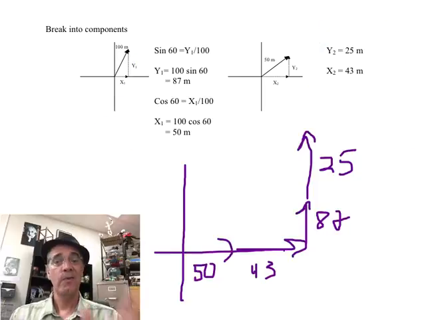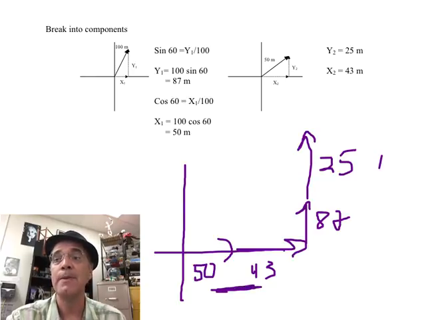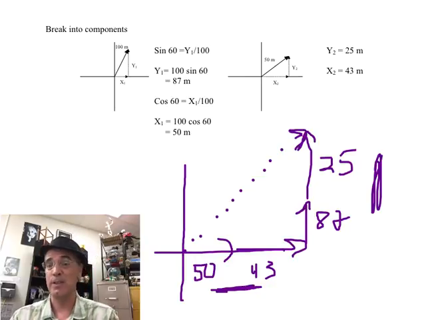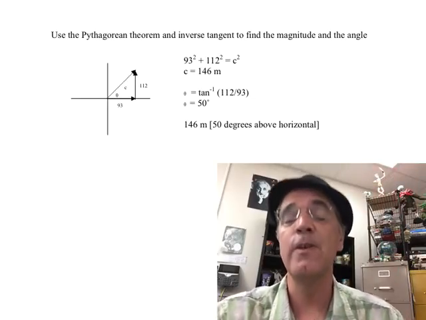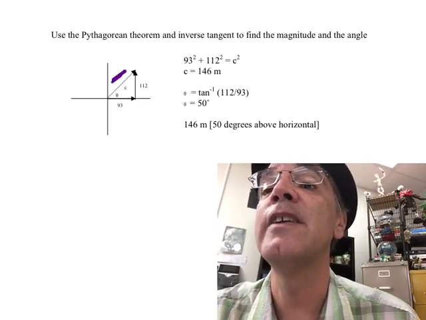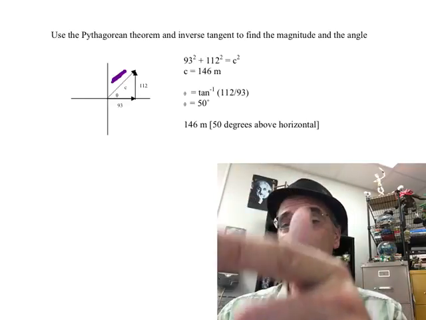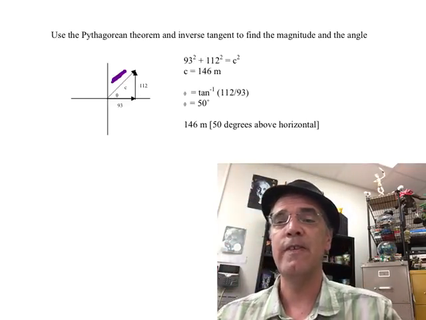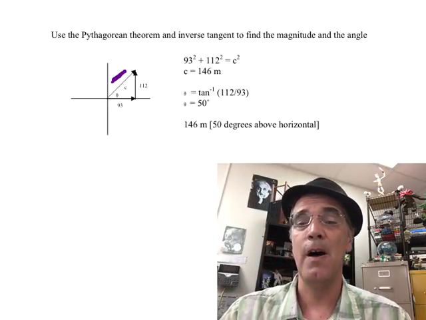Get those components. Once we have all those components, we can add the two x's to get an x total down here, add the two y's to get a y total, and our resultant of all four things added together is a dotted line right there, a squared plus b squared equals c squared. 93 squared plus 112 squared equals c squared. I get 146 for the length of this side, but since it's a vector, I know I have to have an angle too. And I say that the tangent inverse of opposite 112 over adjacent, which is 93, gives me 50. And so my addition of these two vectors is 146 meters, 50 degrees above the horizontal.